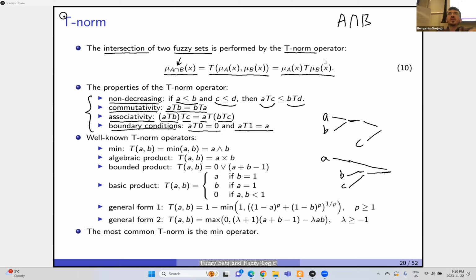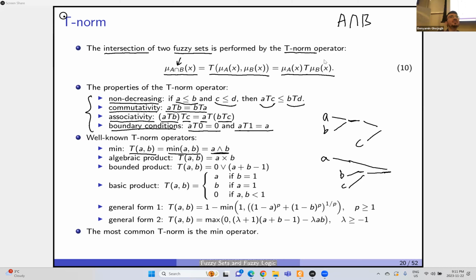So according to what I just said, one of the most famous T-norms is the minimum. The T-norm of A and B, you can see that as the minimum of A and B. They denote minimum in the literature by this wedge. So whenever we use wedge, we mean the minimum T-norm.